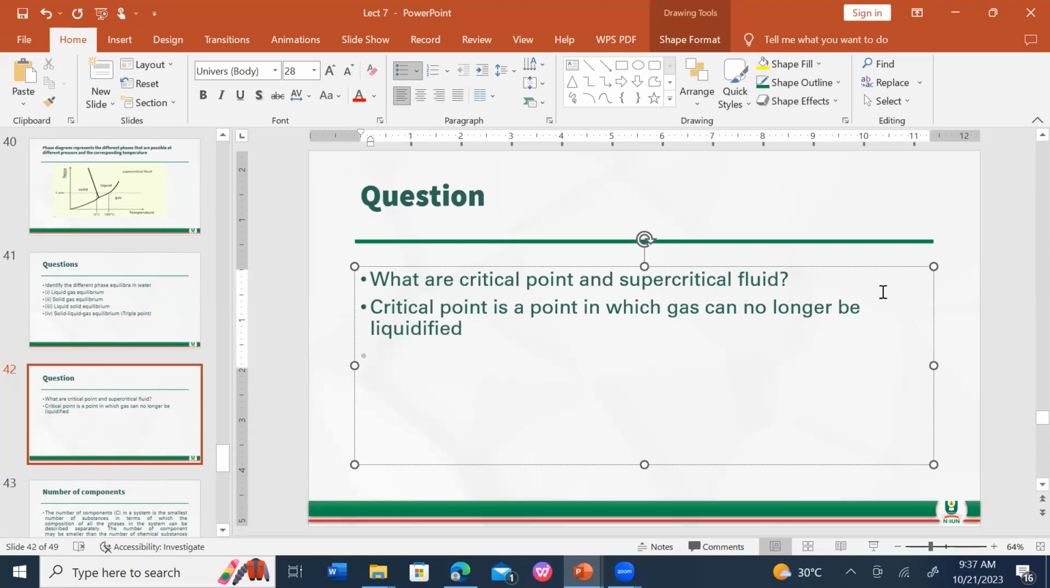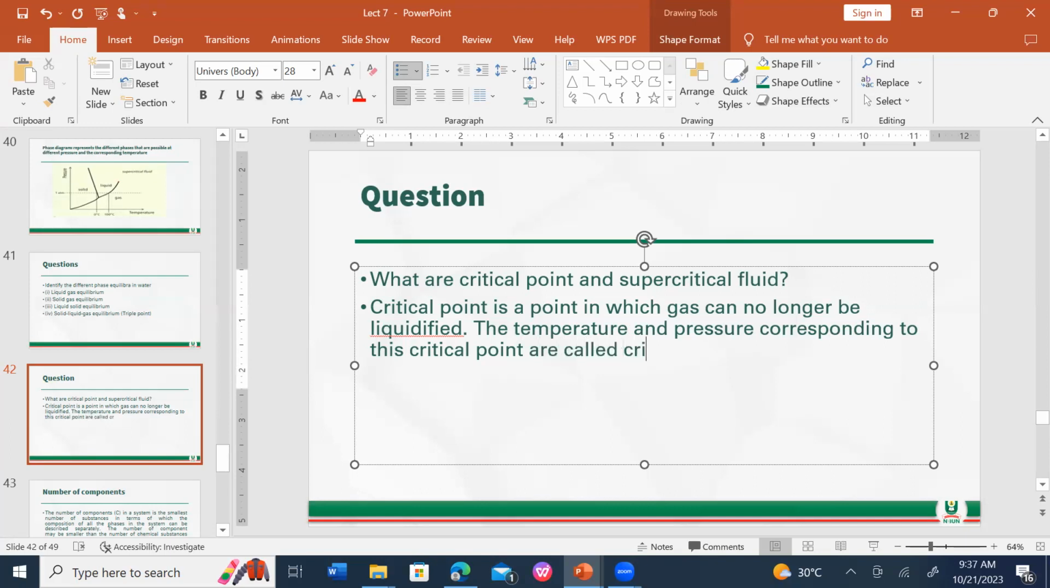So the temperature and pressure corresponding to this critical point are called critical temperature and critical pressure, respectively. So that is the critical point.